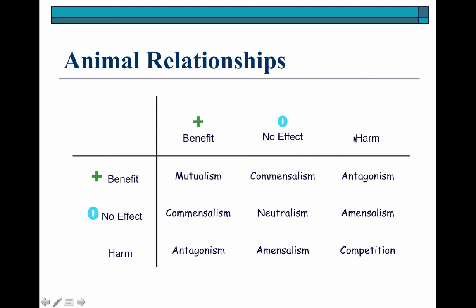And so you can view the list across the top and the list across the left hand side as animal 1 versus animal 2. And you can begin to pair up how those animals are going to be in relationship with one another.